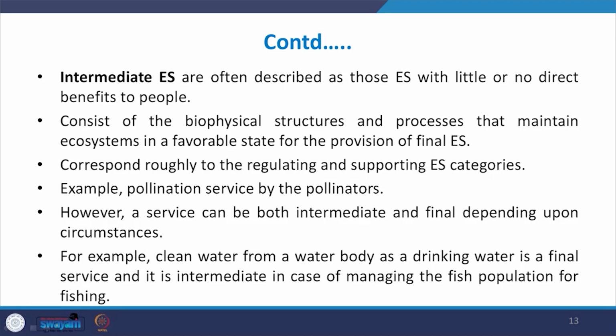Intermediary services are often described as those ecosystem services with little or no direct benefit to the people, as I already discussed. They may consist of biophysical structure and processes that maintain the ecosystem in a favorable state for provision of final goods, like regulating services, supporting services. So, all are a kind of intermediary services which help us to generate the final goods and services which are consumed by the society or human beings. Like pollination services is an intermediary service.